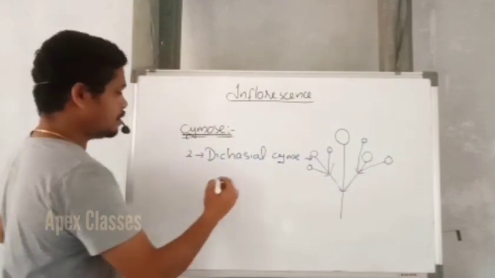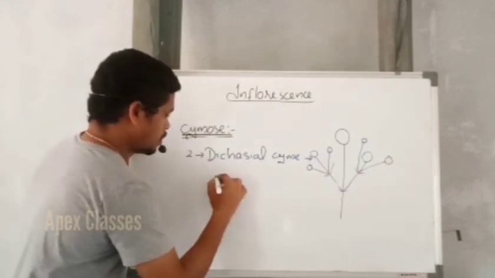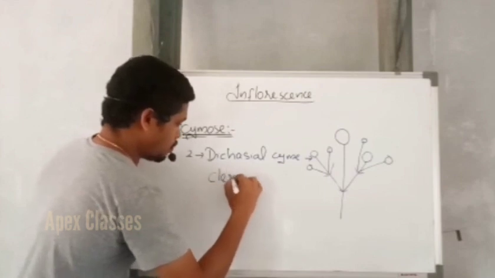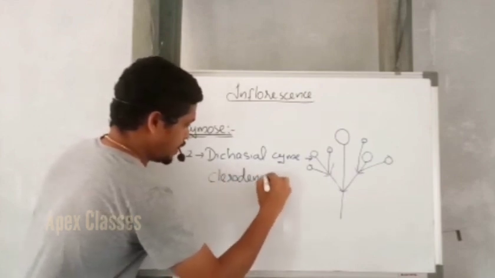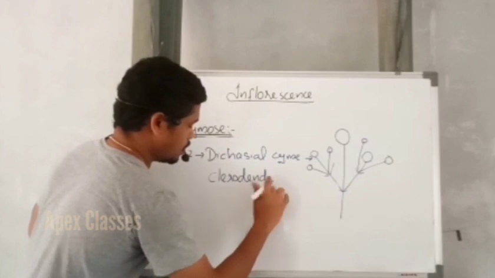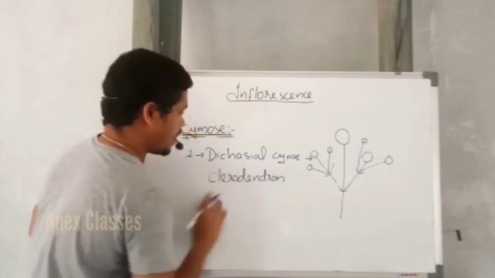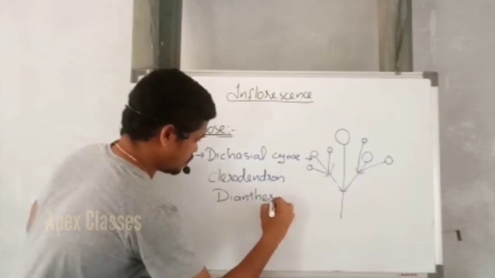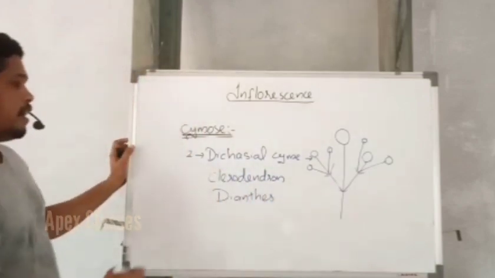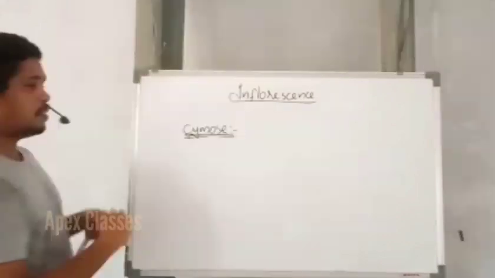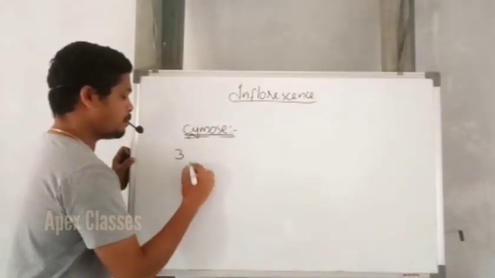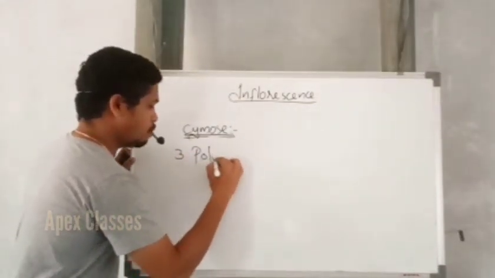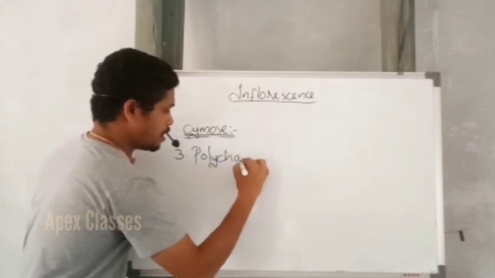For example, clerodendron and dianthus. The third type of cymose inflorescence is a polychasial cyme.